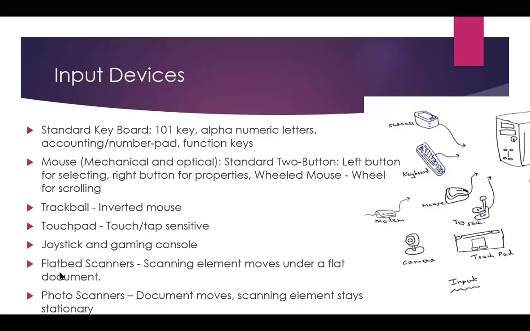Scanners can be flatbed scanners, where the scanning element moves under a flat document. So you put your document on the scanner, the scanning element will move and scan that entire document. Then the other scanner is known as photo scanner. Here the page of your document goes inside the scanner. Your scanning element is stationary and the document moves over that scanning element. And in that process, the entire document is scanned. So these are some of the common input devices.